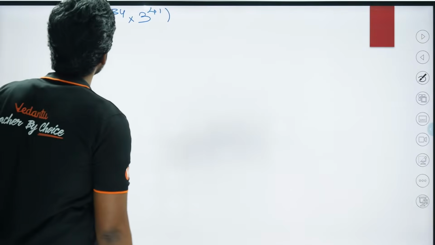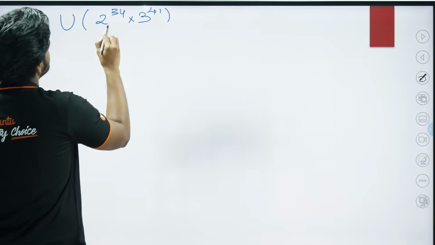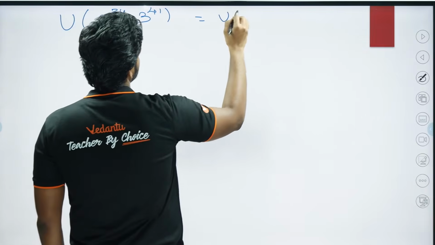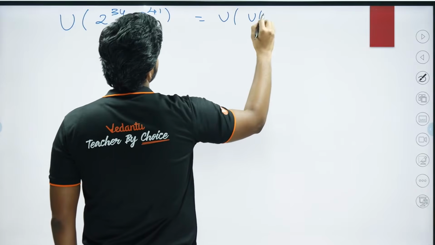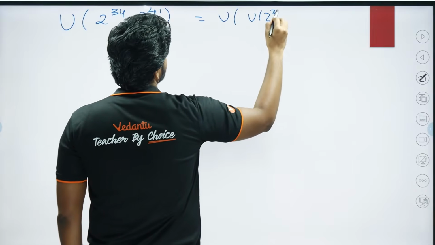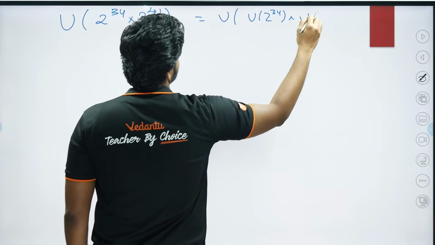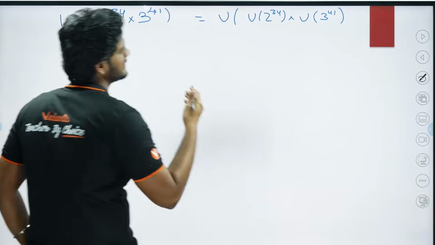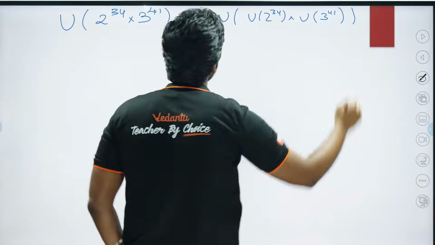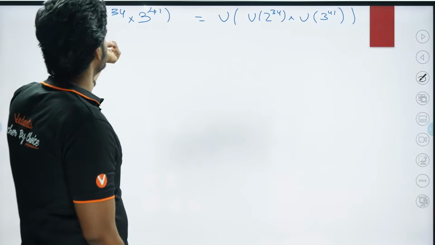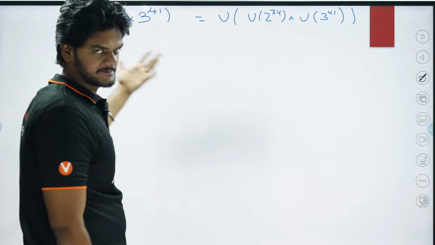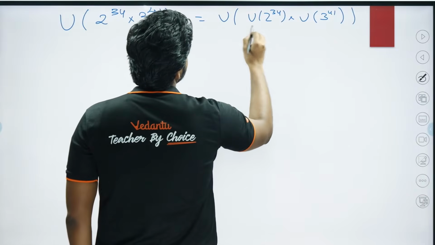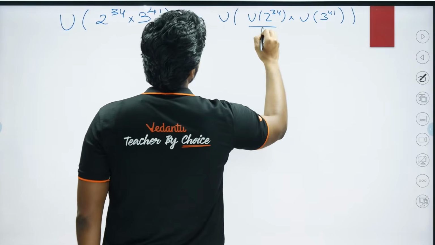Now this should be very easy. Can I find the unit digit of 2 power 34 into unit digit of 3 power 41? Right, it looks like a big formula, but it's nothing. Simply, I'm taking the unit digit of this, the unit digit of this, and I'm multiplying them, right? It's nothing. So when I take the product, now what is this?